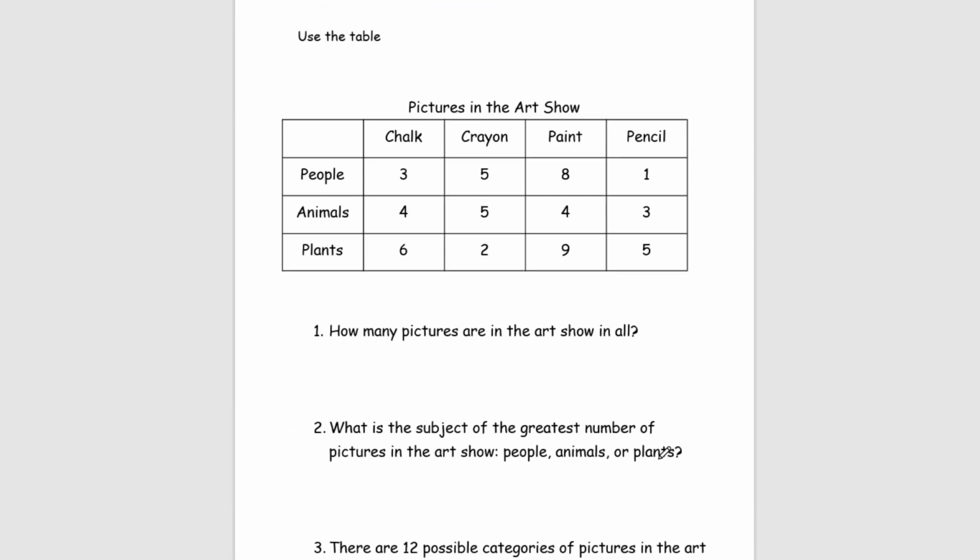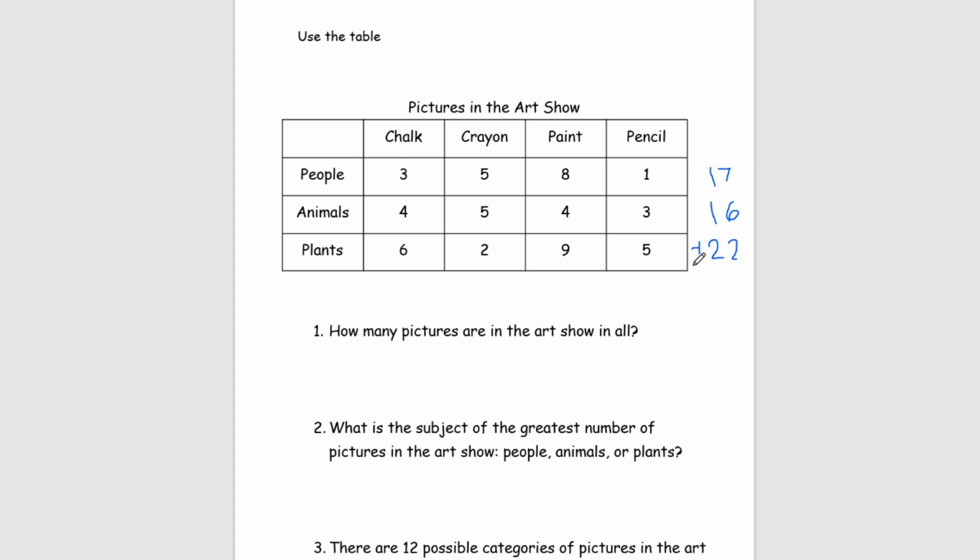For this next part, we're using another table, and number one asks how many pictures are in the art show in all. So that's basically asking us to add up every single value. For people, we can go 3 plus 5 is 8, plus 8 is 16, plus 1 is 17, so 17 right here. 4 plus 5 is 9, plus 4 is 13, plus 3 is 16, so we have 16 right here. And last one, 6 plus 8 is 14, plus 9 is 23, and 17 plus 5 is 22.